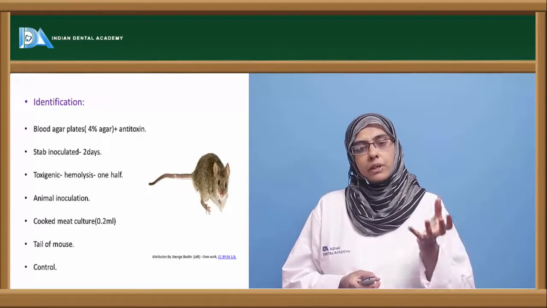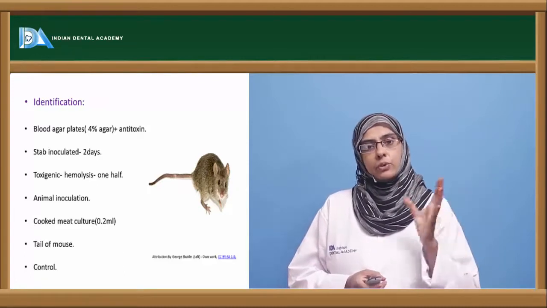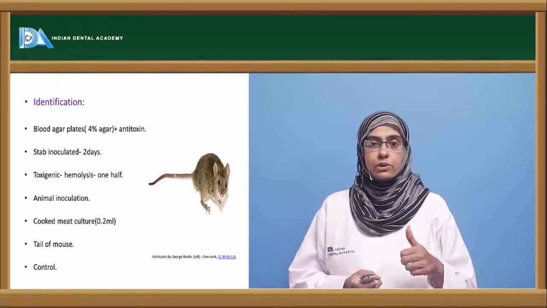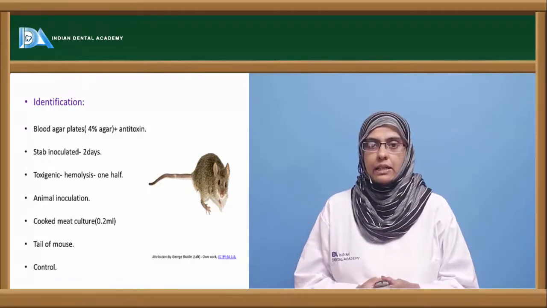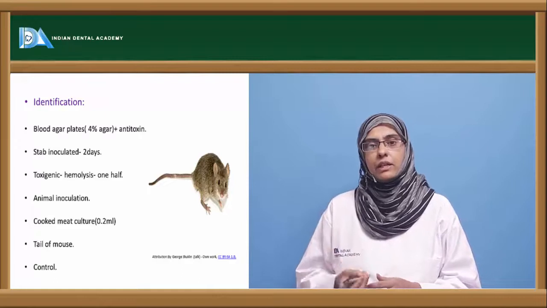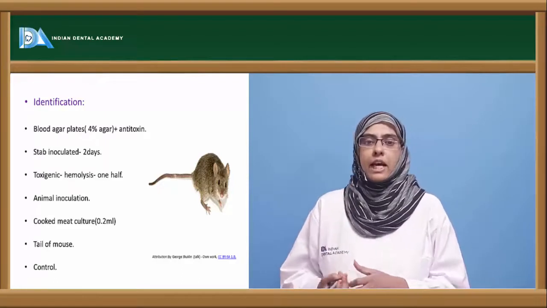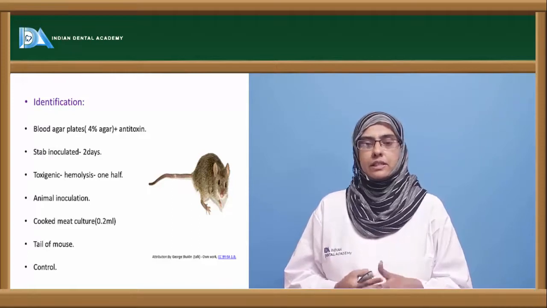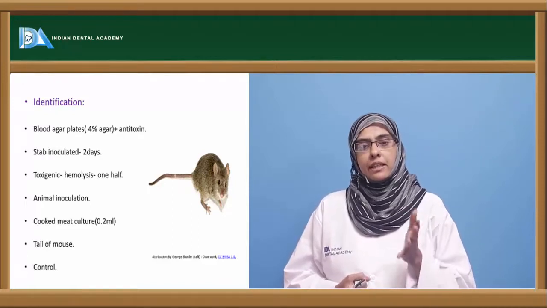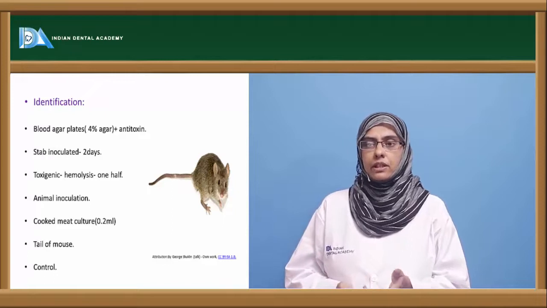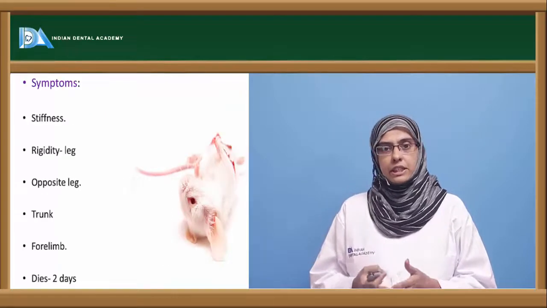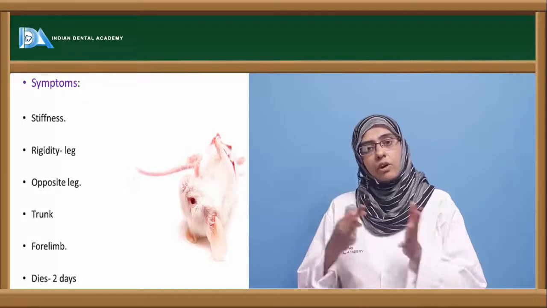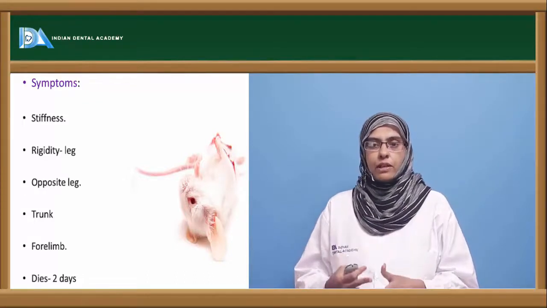Now from this particular culture you can take 0.2 ml of the pure culture and go for animal inoculation to see the effects of the toxin on the animal. It is usually injected into the tail of the mice. You can see the characteristic features of this disease: there is stiffness in the tail first, and then rigidity and spasms in the legs, first the leg on which it is inoculated, then the opposite leg, involving the trunk, forelimbs, etc.